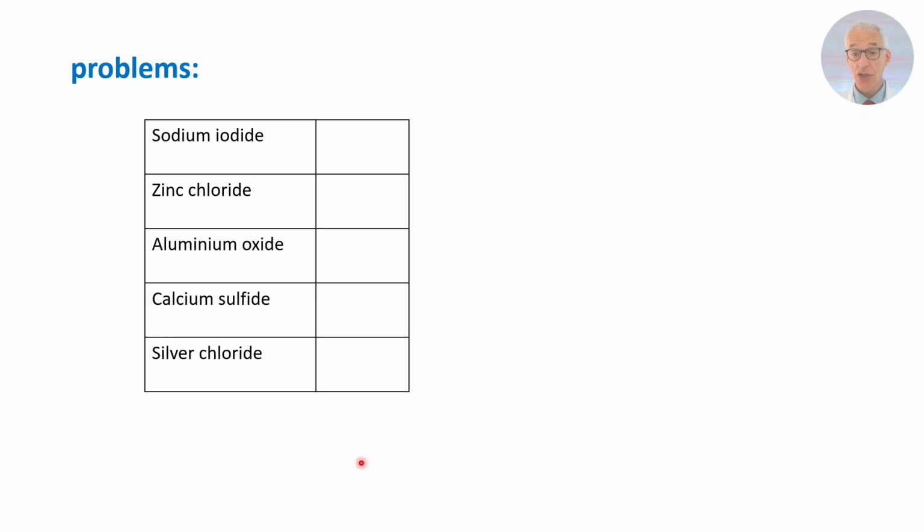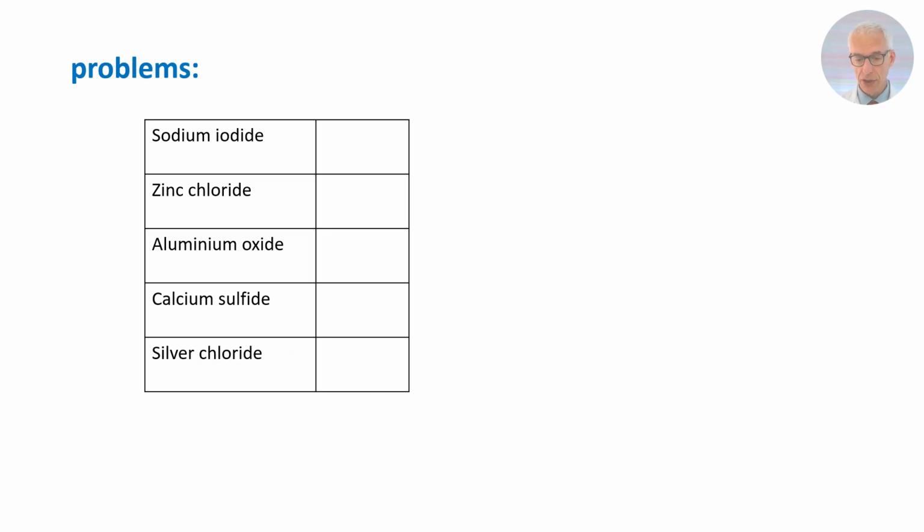So here are some problems. What are the formulae of sodium iodide, zinc chloride, aluminium oxide, calcium sulfide, and silver chloride? Stop the class, deduce the ionic formulae from the ion charges, come back to check when you are ready.